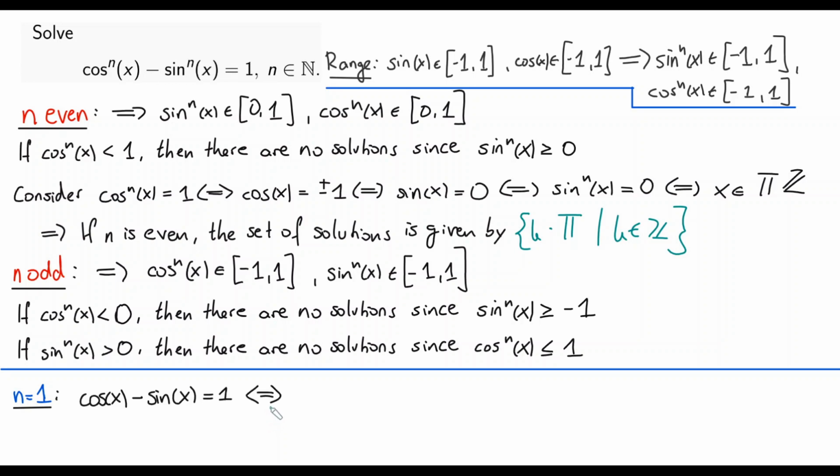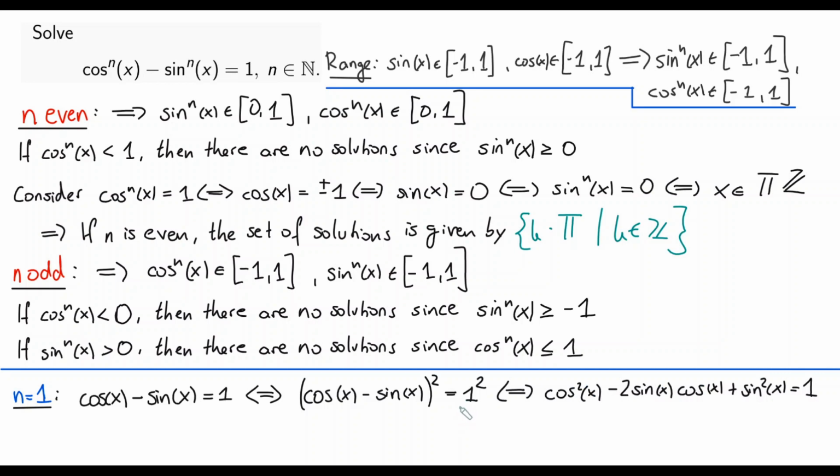Now if we square both sides, then we have cosine of x minus sine of x all squared is equal to 1 squared, which is of course 1. And now the second binomial formula gives us that this is equivalent to cosine squared of x minus 2 times sine of x times cosine of x plus sine squared of x is equal to 1. Now, of course, it should be common knowledge that cosine squared of x plus sine squared of x is equal to 1 for all x.